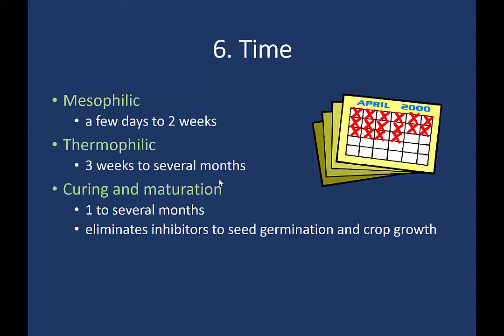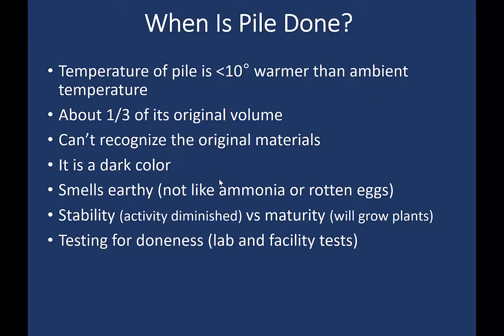So again, time. First we're going to start in that mesophilic stage for a few days, up to 2 weeks. The thermophilic is going to be 3 weeks to several months. It depends on your material, the carbon-nitrogen ratio, how high your temperature is. It just depends on all that stuff we just talked about. And then your curing can be 1 to several months. You can cure it for 1 month. Your curing is basically done when it looks nice and fluffy and you can't tell the original material that's in there.